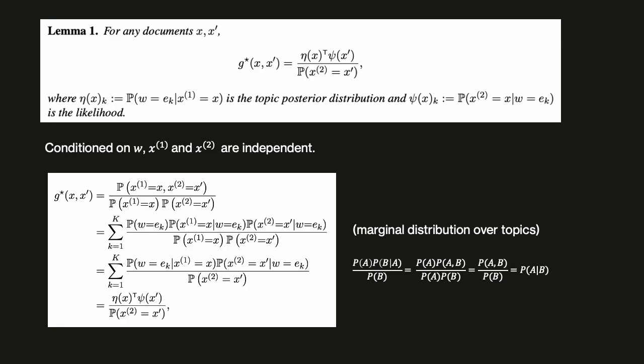So here's the outline of the proof for this lemma. The key is that conditioned on the topic vector W, X1 and X2 are independent of each other. This is because, as we saw in the document generation step, after the topic distribution is sampled, each word in the document X is generated independently conditioned on W. The second line in this proof just decomposes the joint probability by summing over all possible topics ek. And then the third line uses Bayes' theorem, which we can see on the right hand side.